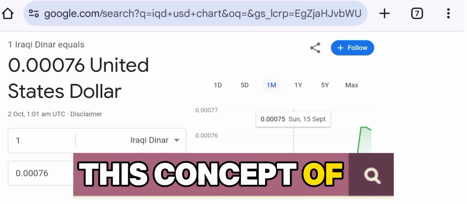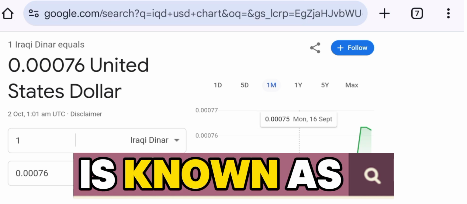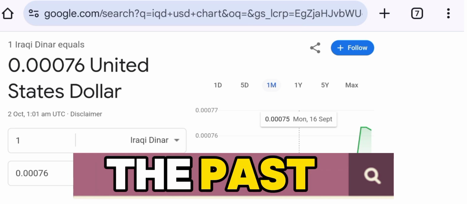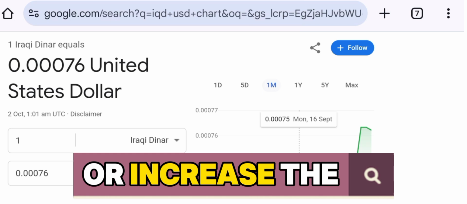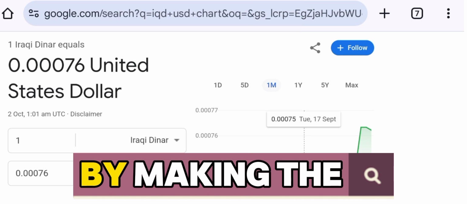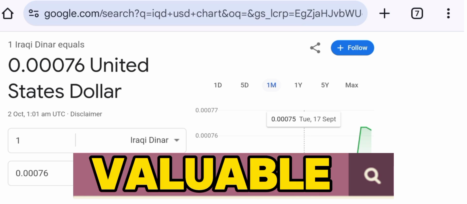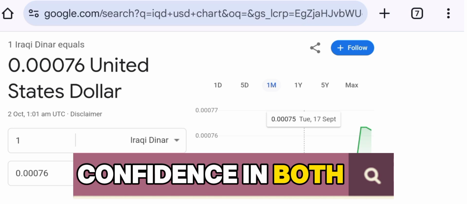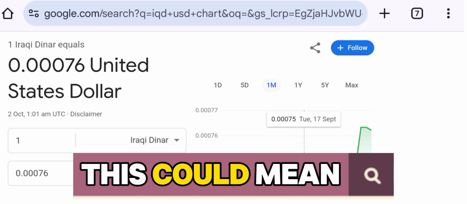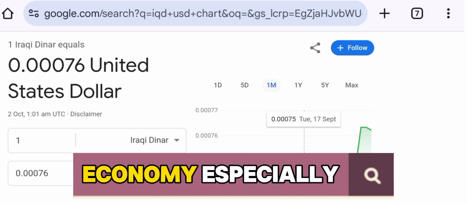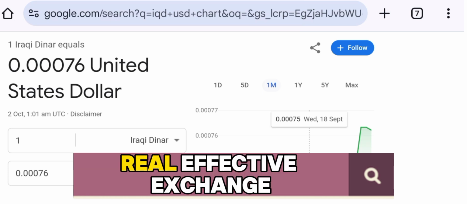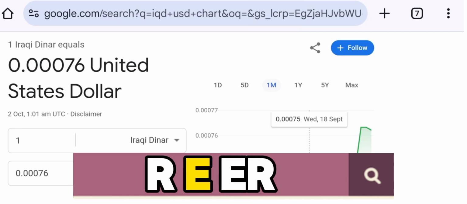This concept of removing zeros from a currency is known as redenomination, and it has been used by other countries in the past as a way to stabilize or increase the value of their currency. The idea is that by making the currency appear more valuable, it gains more confidence in both the domestic and international markets. For Iraq, this could mean an opportunity to strengthen its economy, especially if such a move were supported by the implementation of the Real Effective Exchange Rate, REER.